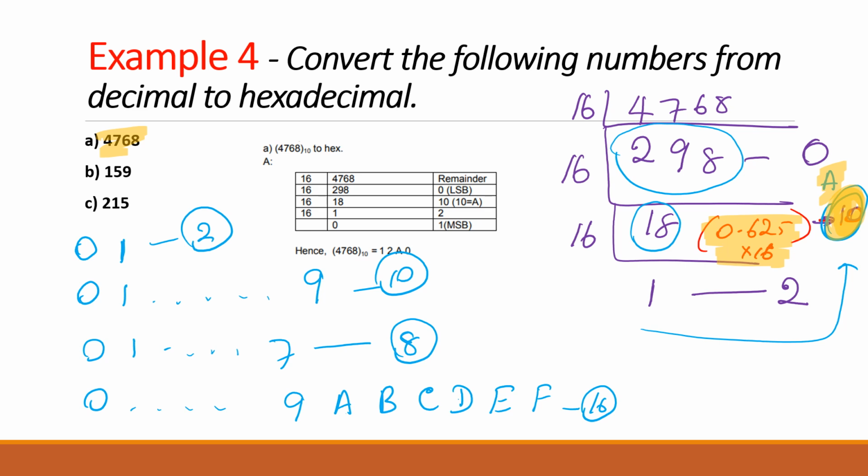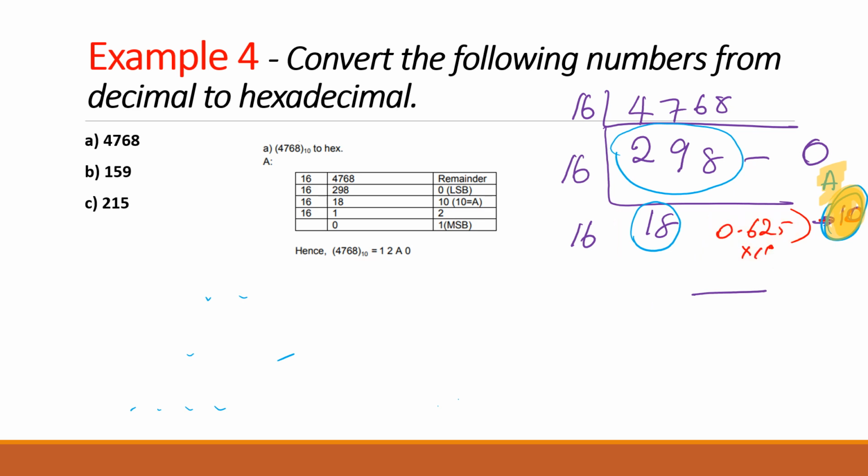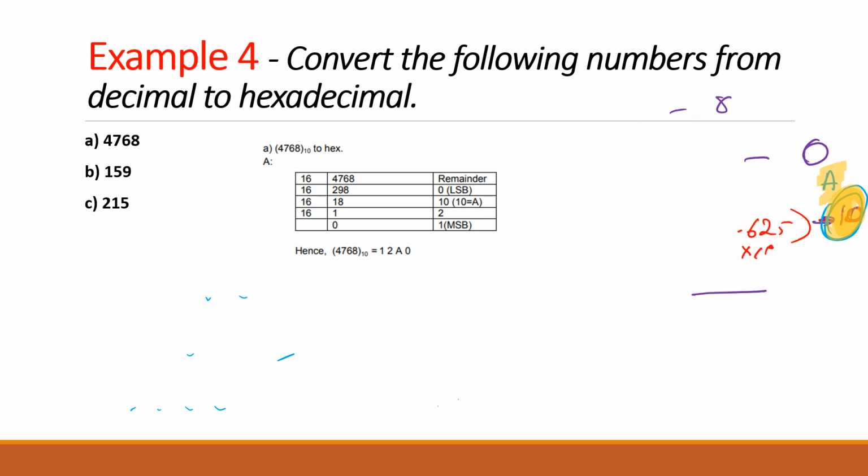So what's the final answer in there? A? I wrote 1 to A0. Yeah, I0 we know it, but 1 to we don't know where's. So what we need to do to convert decimal to hexadecimal? Tell me what we need to do.